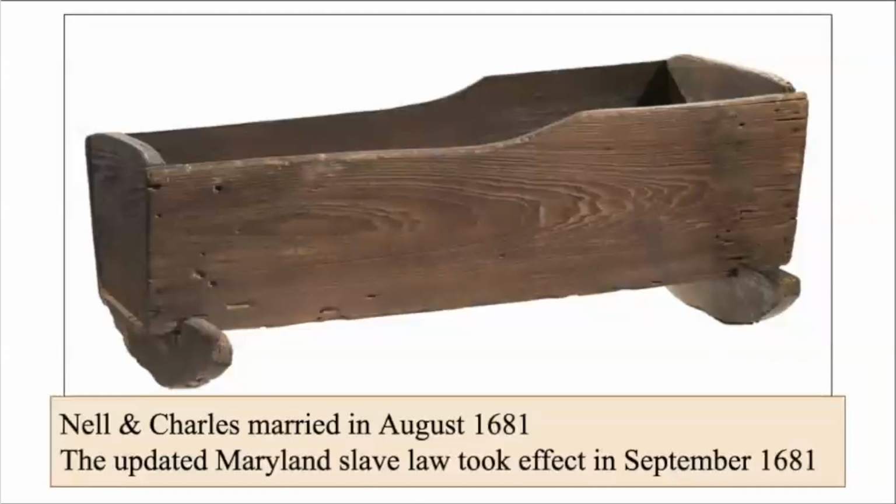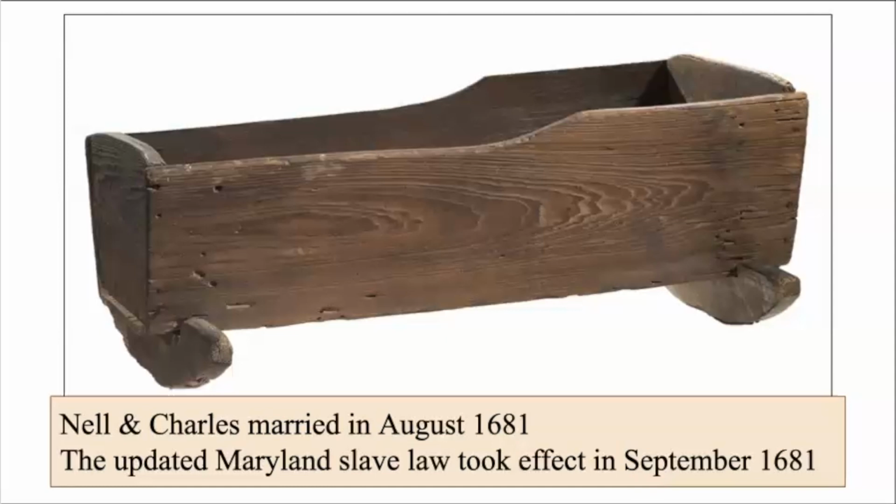Nell and Charles married in August of 1681 with the blessing and therefore the permission of the Bormans, who attended the wedding along with their white neighbors. The updated slave law took effect in September of 1681. They were married in August. The law didn't go into effect until September.